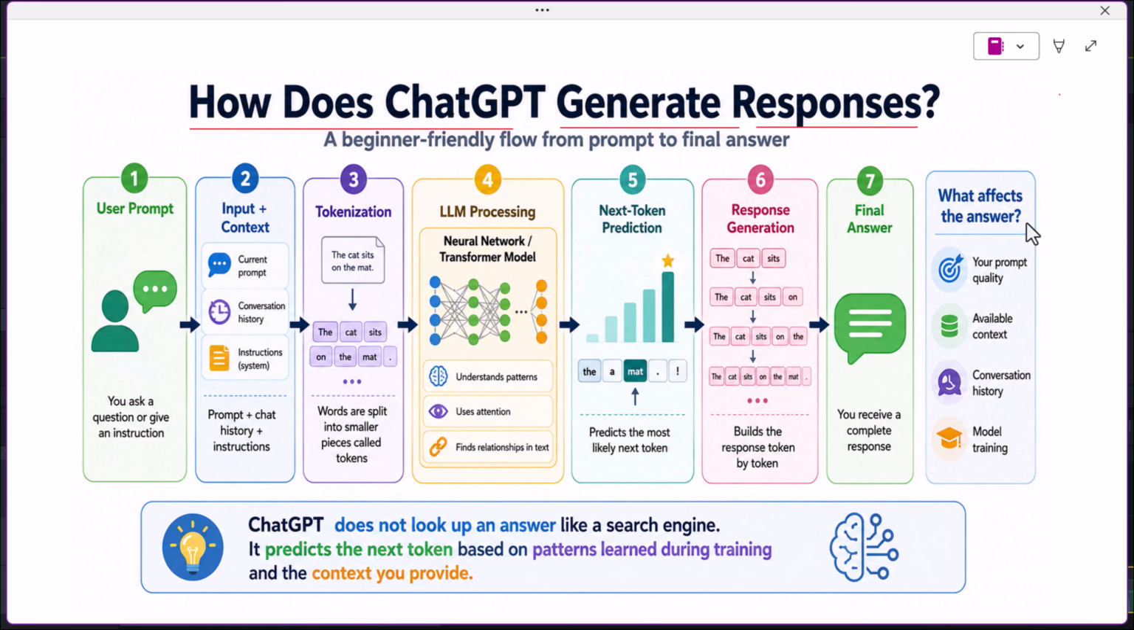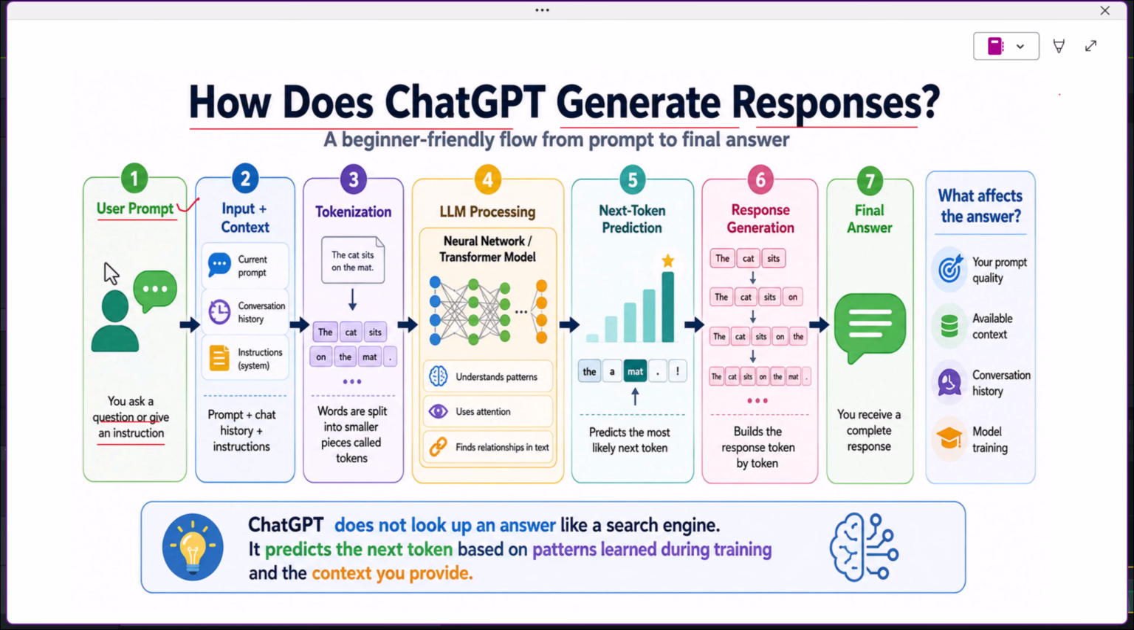In this video, we will understand how ChatGPT generates responses using a simple flow from prompt to final answer. First, the process starts with the user prompt. This is the question or instruction you give to ChatGPT. For example, you ask a question, request an explanation, or give a task.